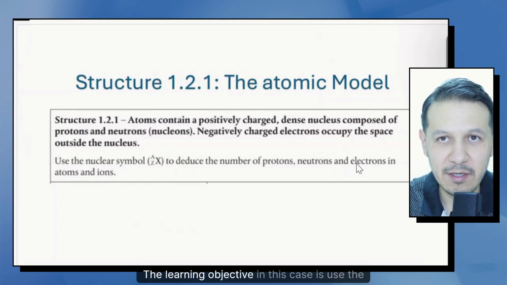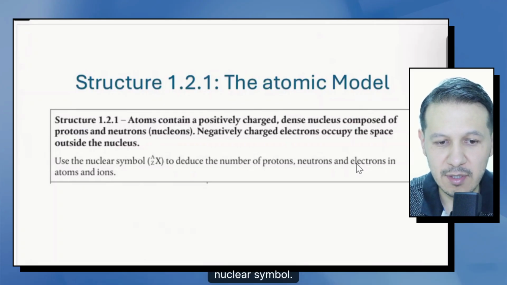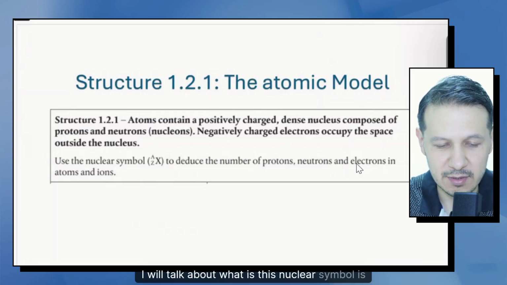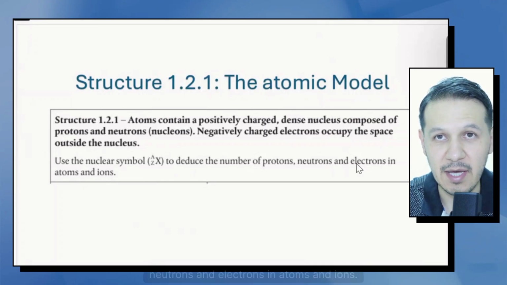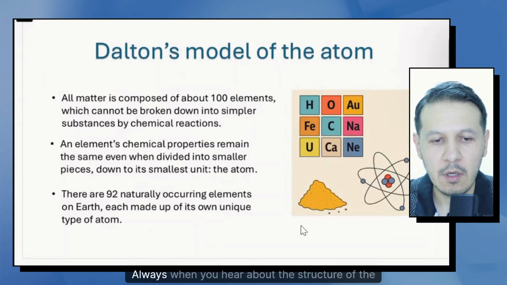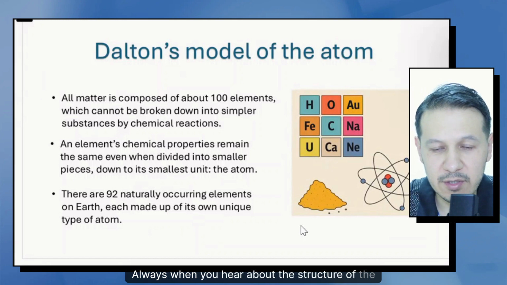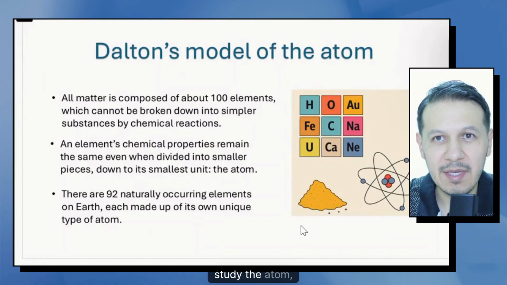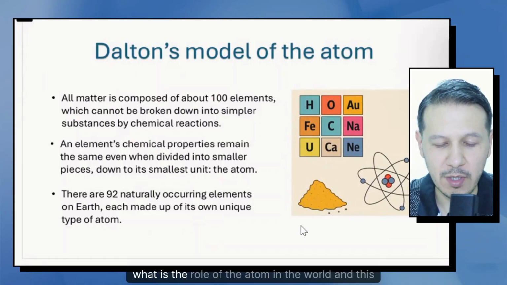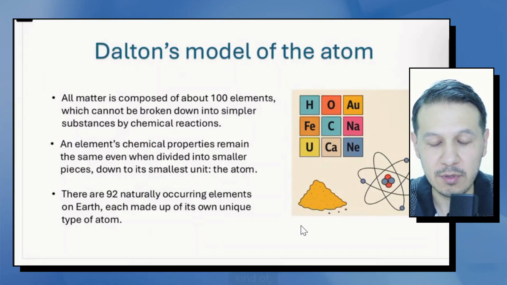The learning objective in this case is to use the nuclear symbol. I will talk about what this nuclear symbol is, what A is, what Z is, and what this X is, to deduce the number of protons, neutrons, and electrons in atoms and ions. So that will be the topic today. Always when you hear about the structure of the atom, you ask who was the first that started to study the atom, what it is made of, what is the role of the atom in the world, and these kinds of things.